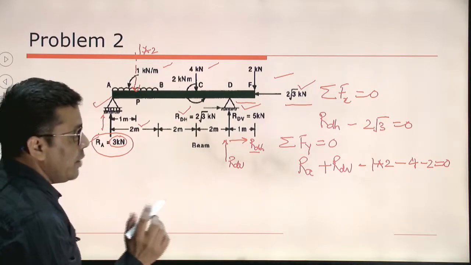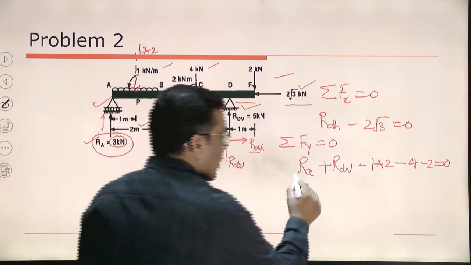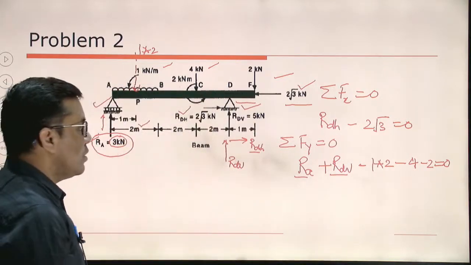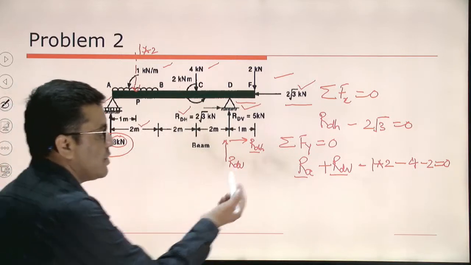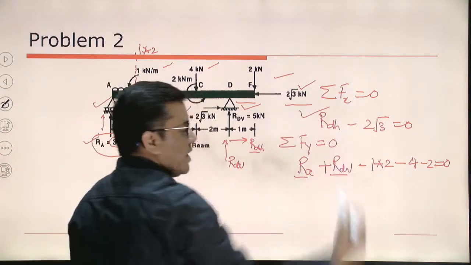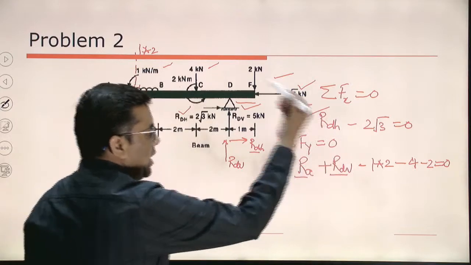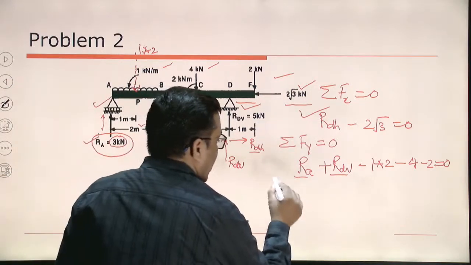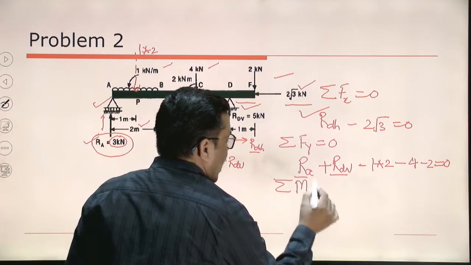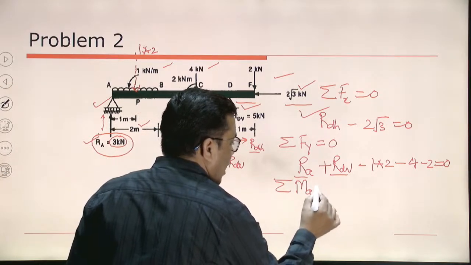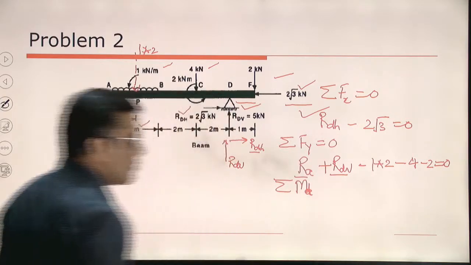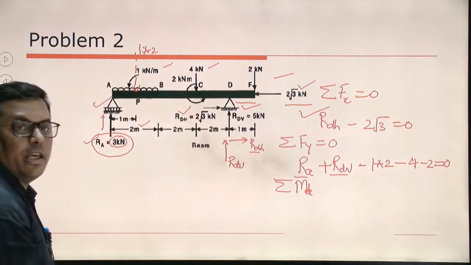Okay, how many unknowns are there? 1, 2. So is it possible to find out both the unknowns? No, because we are having only one equation. One is already done, RDH is available, but यहाँ पर RDH है नहीं. So I need one more equation. One more equation that I can take the moment about point A, or I can select the point D. D भी ले सकता हूँ, A भी ले सकता हूँ.